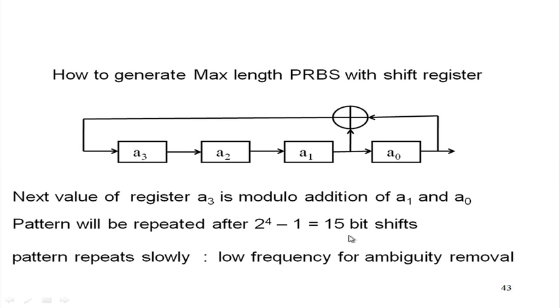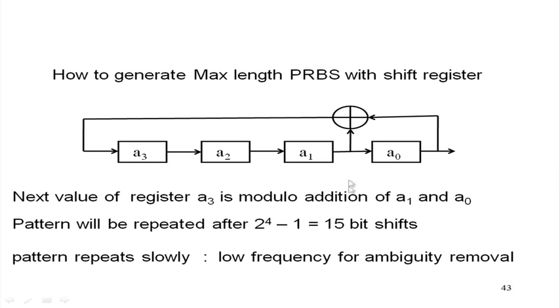One of the advantages of this: at the bit rate you are sending, this particular pattern is much slower than the bit rate. There are 15 such bits that make this pattern, so it is 15 times slower than the bit rate. That means I can get something equivalent to a low frequency tone, which can be used for ambiguity removal. So by using this number of shift registers and making it a maximum length shift register by properly doing the modulo 2 addition, I can make the length of the pseudo random binary sequence much larger.